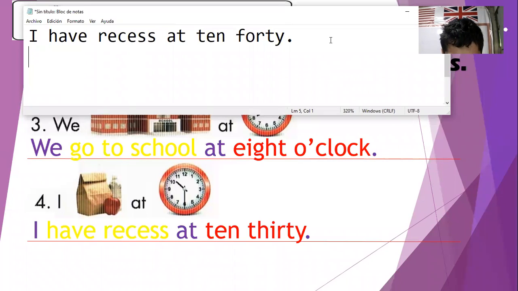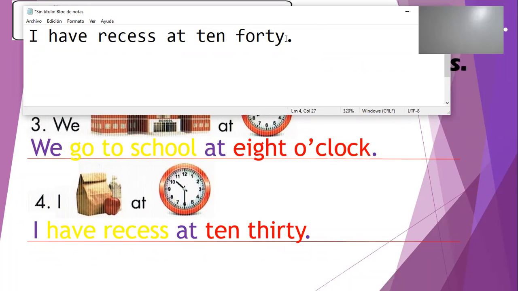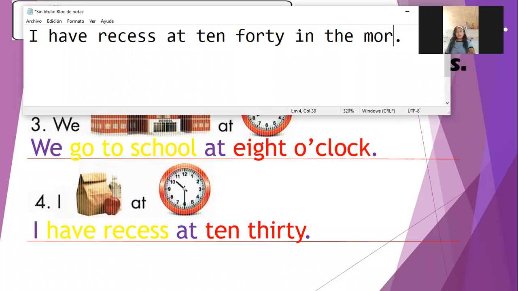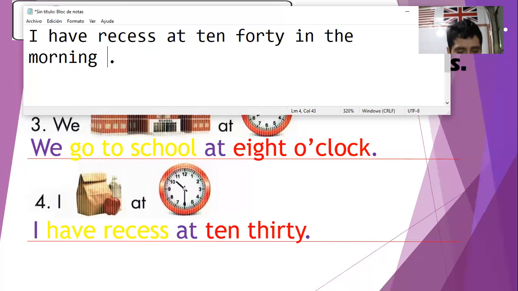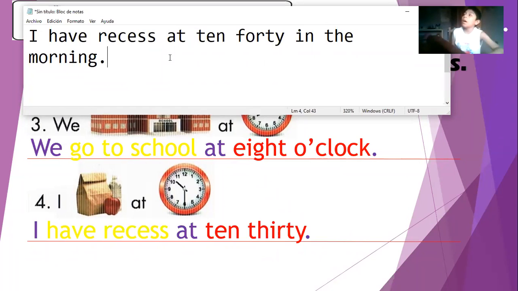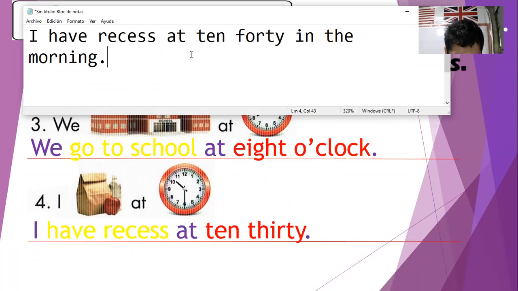10:30, 10:40. Usted tiene su break today, hoy día. 10:40. 10:40 in the morning, yes. A las 10:40 de la mañana. Yes. I have recess at 10:40. No, no, 10:30. Yes. No, 10:30, 10:40 is a break.